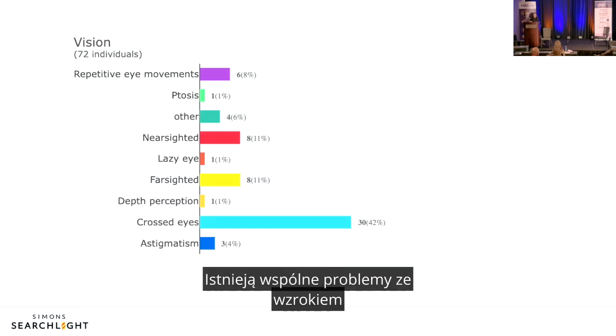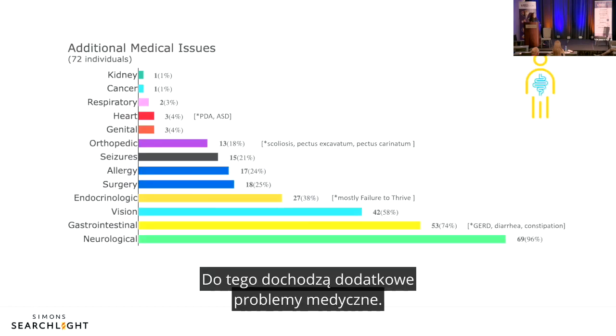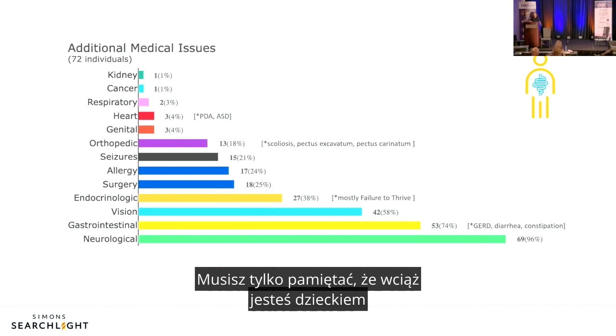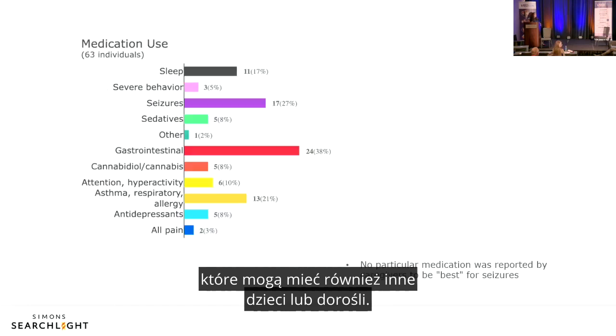There are common vision problems that we see across the group, such as strabismus, or cross-eyed or lazy eyes. And then there are additional medical issues, and neurologic, I think, often gets lumped in. If it's not something else in the body, just blame it on the brain. What we have to remember, though, is that very often your pediatrician just has to remember that you're still a child and you can still have an earache and a strep throat and all those other things that other children can have as well, or adults.